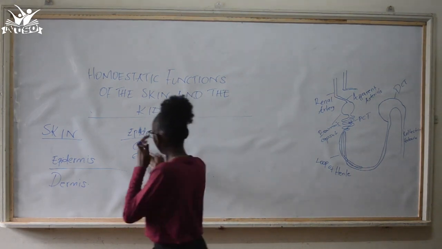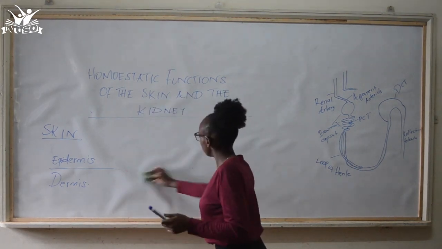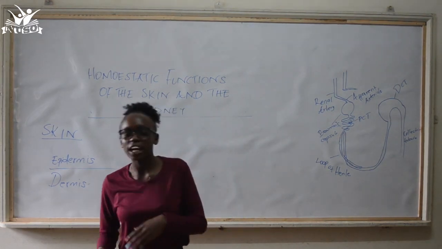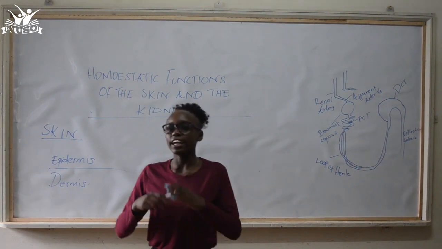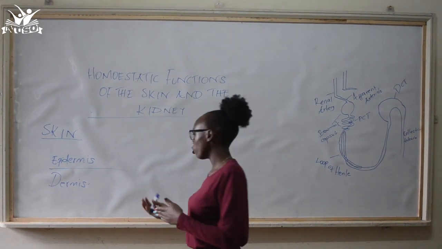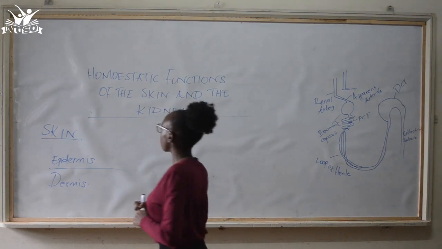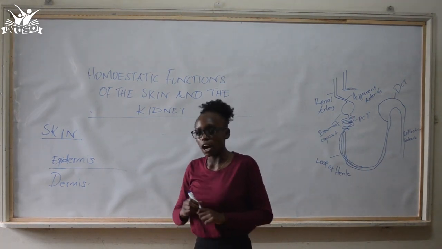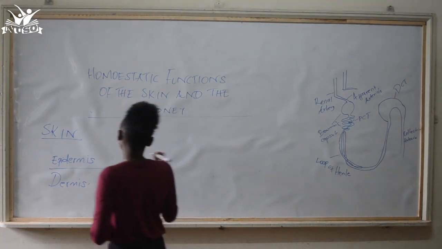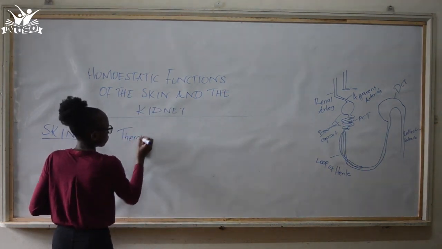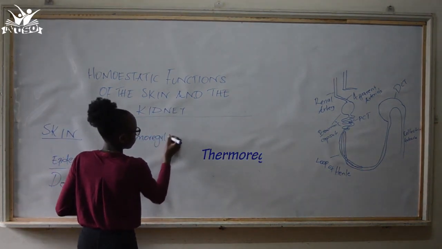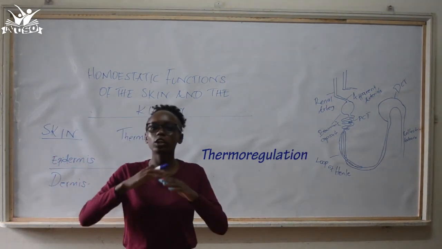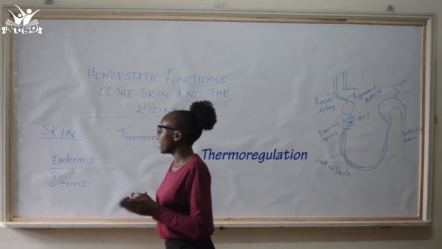The internal structure of the skin, which is the dermis, contains so many parts. It includes sebaceous glands, subcutaneous fat layer, erector pili muscle, sweat glands, hair follicle, and all that. To go to the homeostatic functions of the skin, the skin performs thermoregulation. Thermoregulation is simply the regulation of the temperature of the body, and the skin performs it.